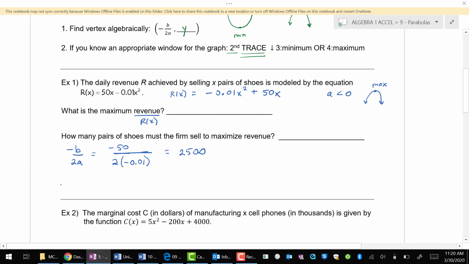Simply plug in 2,500 into the R function. What's R of 2,500? So 50 times x, but my vertex x is 2,500, and then minus 0.01x squared. So we're plugging x into the function to find the output, that matching corresponding y value to the vertex x. Here it's going to be 625,000. And that would be the maximum revenue. So I can write that down. Units here are dollars.